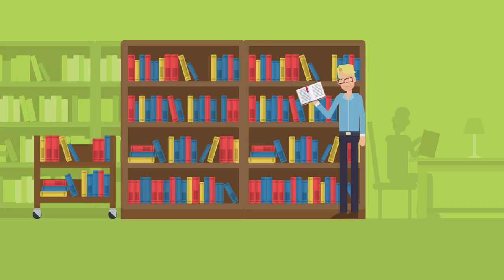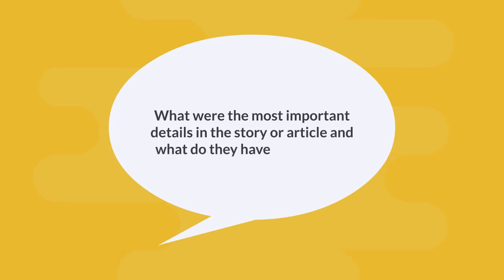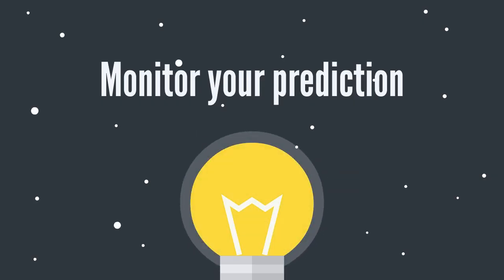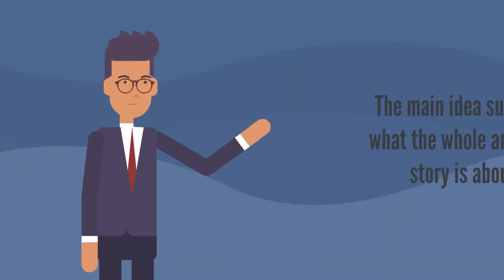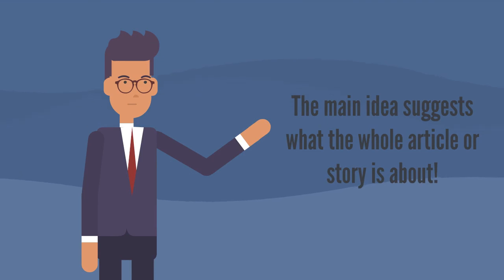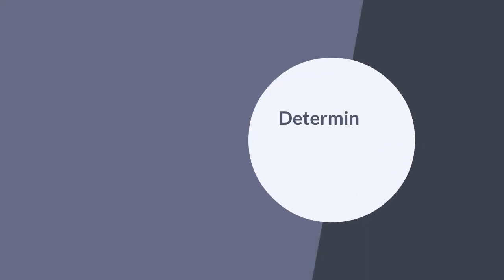The fourth strategy is coming up with the main idea of the article or story. There are several ways to determine the main idea. You could ask yourself, what were the most important details in the story or article, and what do they have in common? As previously stated, monitoring your prediction is another way. The main idea suggests what the whole article or story is about, and is not just identifying one or two details or events.